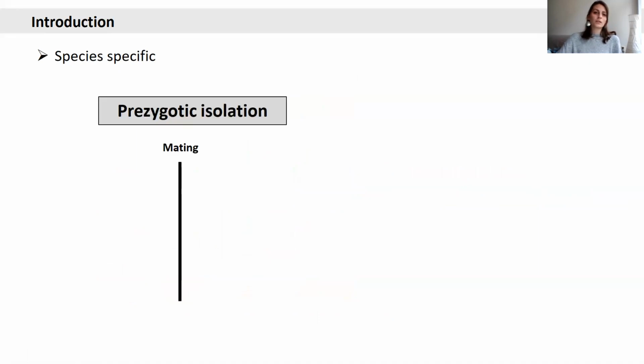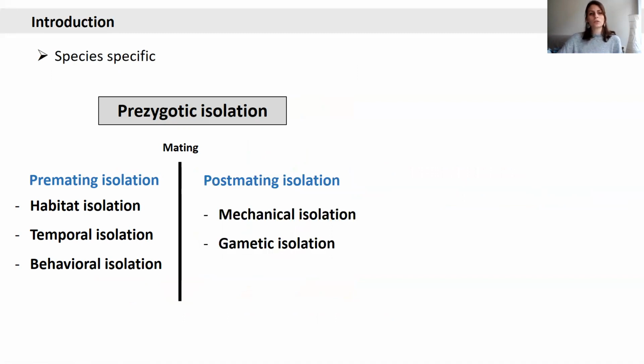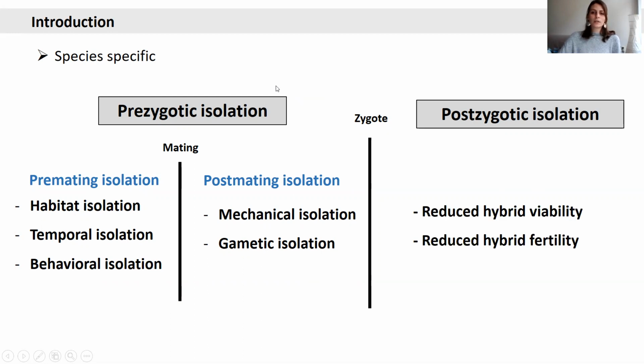The prezygotic isolation, subdivided in premating isolation, composed of habitat, temporal, or behavioral isolation, or post-mating isolation like mechanical or gametic isolation. And the second main group is the post-zygotic isolation, after the creation of the zygote, and this will be mainly with the hybrid, and it will be about viability or fertility in the hybrid. But today I will talk mostly about post-mating isolation and more specifically about gametic isolation.